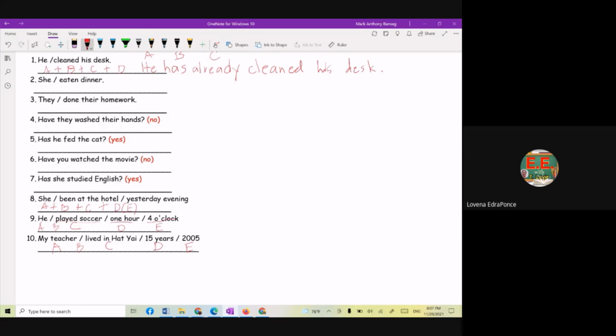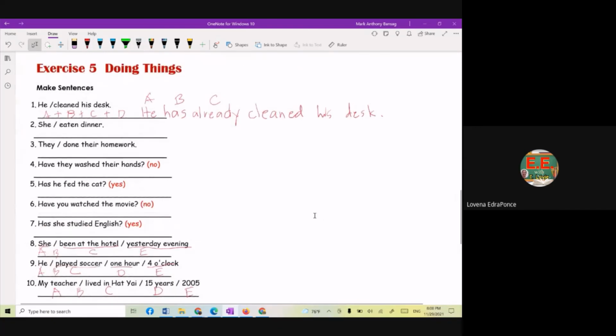Okay. So for number 8, this one is A. She is A. No, B. You have to put B. Been at the hotel is letter C. Yesterday evening is E. Okay, so follow that one. So that's how to answer your exercise 5. Okay, good luck everyone.